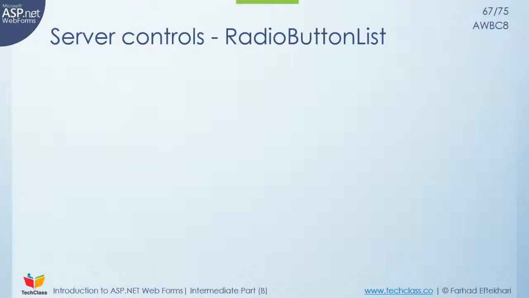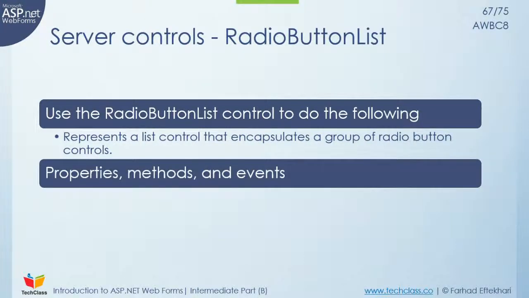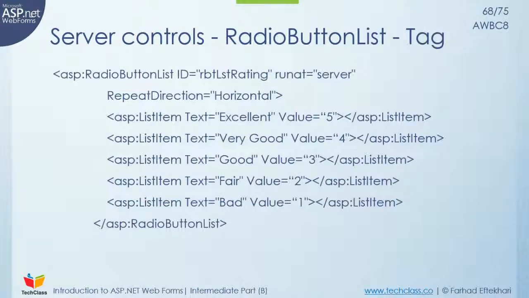And the next one is radio button list. The difference between radio button and radio button list is that radio button list contains many radio buttons, so you don't need to set a group name, they're already a group. And in this link you can read more about the properties, methods, and events of this radio button list. And here is also the tag that we have to use if we want to place a radio button list inside of our web form. Here you have to mention these single radio buttons like that.